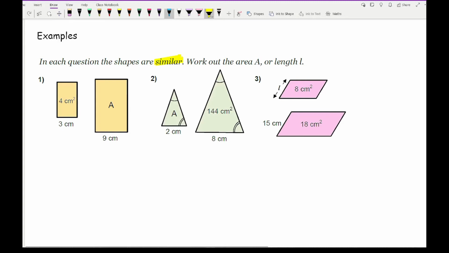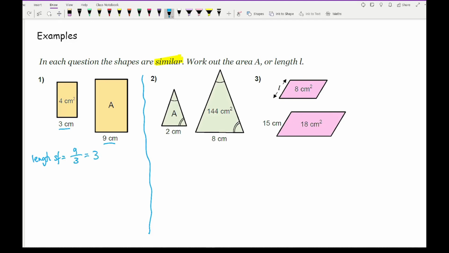Now with question 1, whenever you're starting these questions, I would always recommend that your main aim is to try and find what the length scale factor is. In some cases that might be really obvious, you can then go from there. But again, that should be your first aim of what to work out. So the first thing I'm going to do here, looking at these two shapes, I can work out the length scale factor by doing these two. So it's going to be 9 over 3. So the length scale factor is going to be 3.